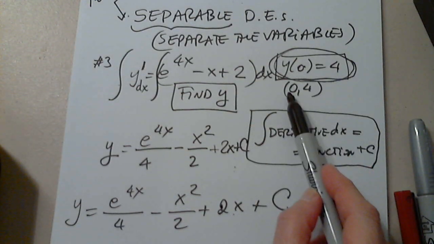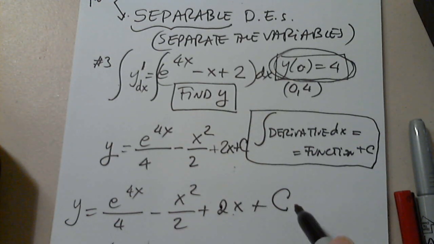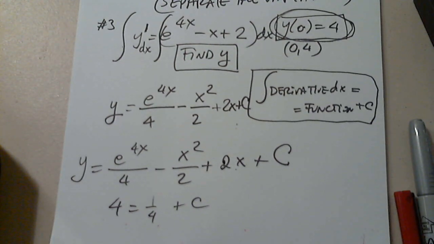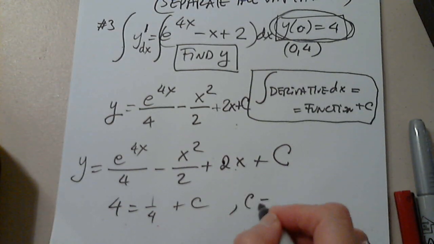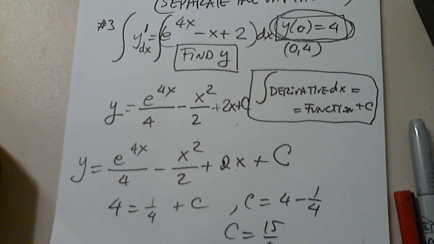So when x is 0, and I'll put 0 everywhere for x, y is 4. 4 equals e to 0 is 1, 1 fourth, this is 0 plus c. And this is how I determine c. I subtract 1 fourth from 4. So c equals 4 minus 1 fourth. 16 minus 1, 15 fourth. The problem is solved. So as you see, nothing new.